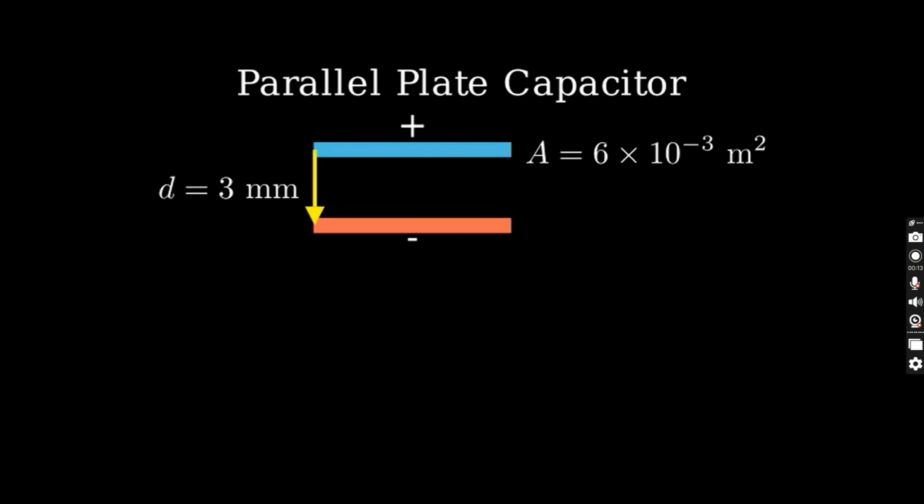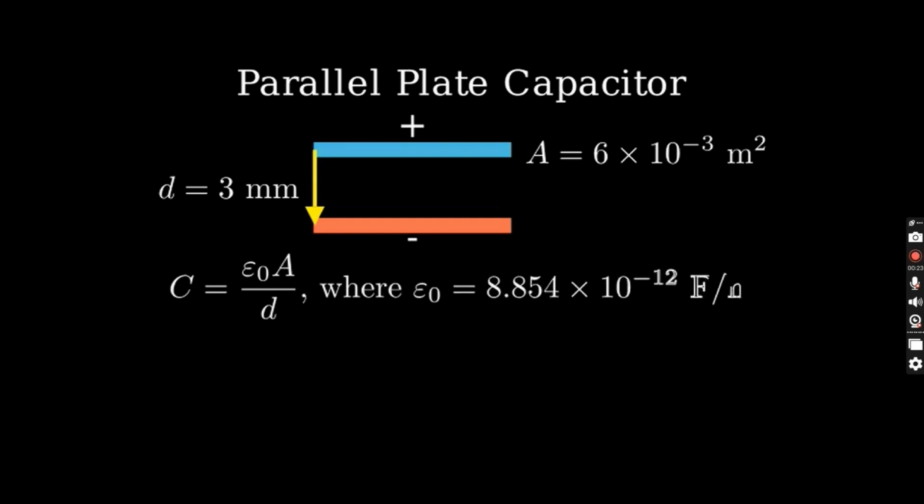Each plate has an area of 6 times 10 to the negative 3 square meters, and they're separated by a distance of 3 millimeters. To find the capacitance, we'll use the formula C equals epsilon naught times A over d, where epsilon naught is the permittivity of free space, which equals 8.854 times 10 to the negative 12 farads per meter.